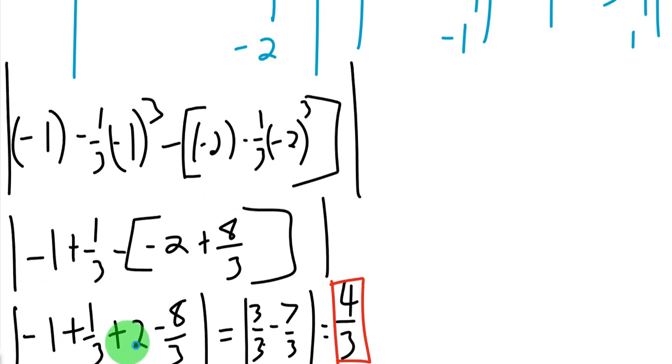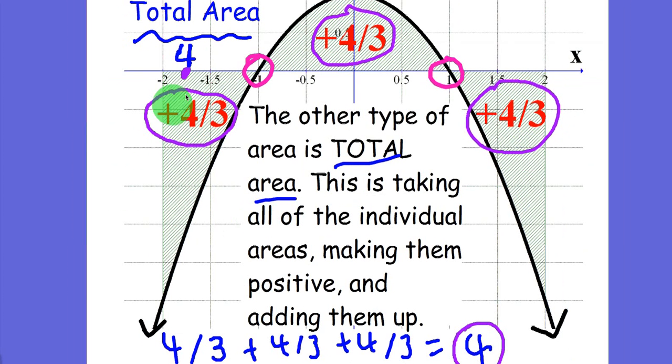Now, -1 plus 2 is 1. I'm going to write that as 3/3 because for my other part, it's going to be minus 7/3. 3/3 minus 7/3 is -4/3. If I take the absolute value of that, I get 4/3, which confirms from my graph that we got positive 4/3 for this total area.